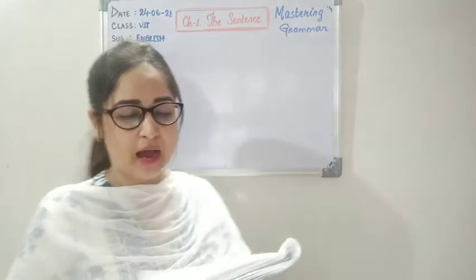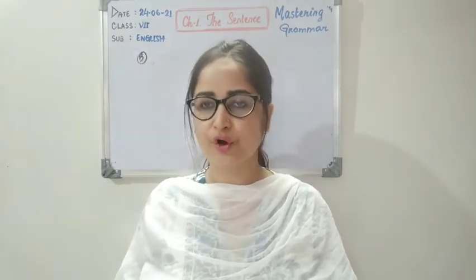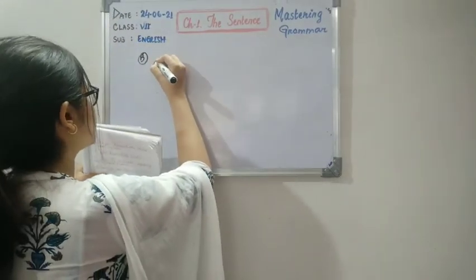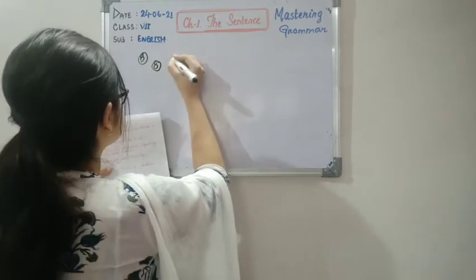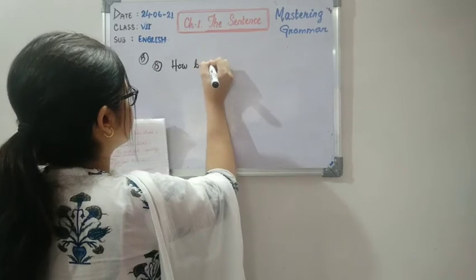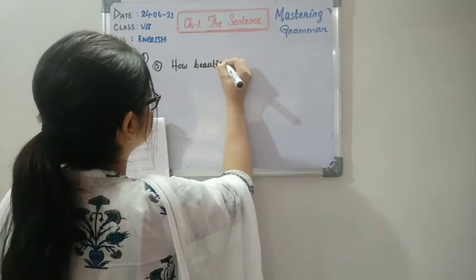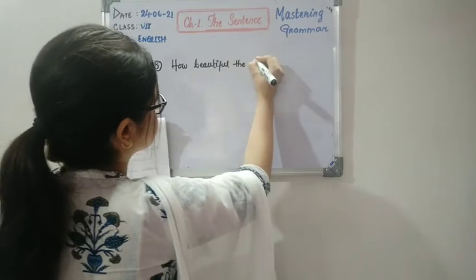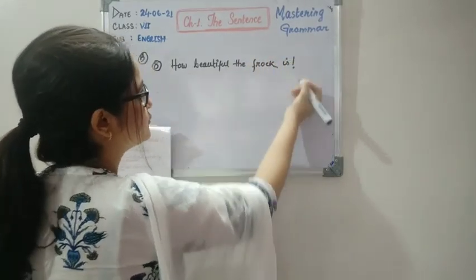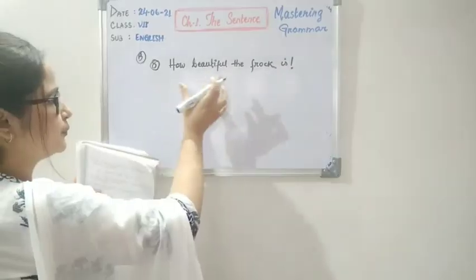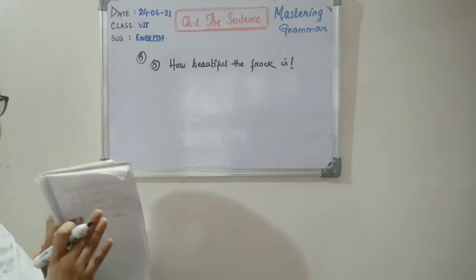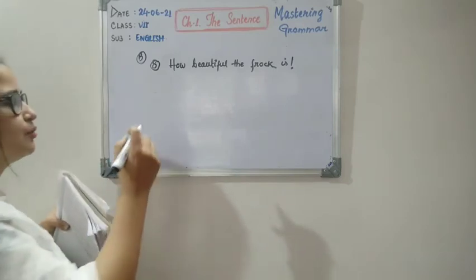Number 8 is how beautiful the frock is. Okay. Now for this sentence, children, you have to remember what I told you about exclamatory sentences. We will be finding the answer to it in our own way. How beautiful the frock is. Now children, if this looks confusing to you because the main subject is not in the front, not just in the beginning, okay? So how can you find out?